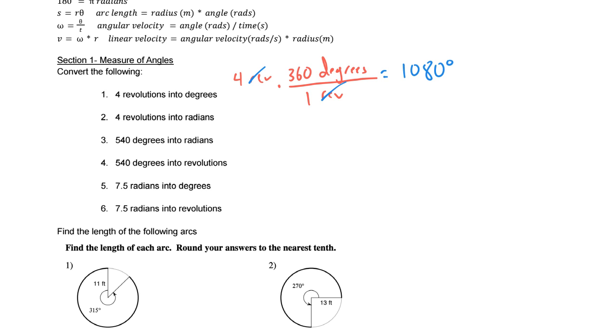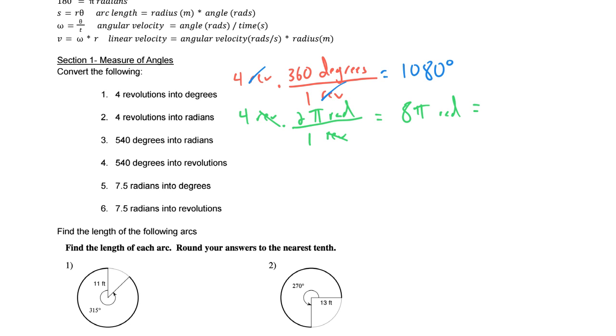Now revolutions cancel out, and I just multiply across the top, and I get that 4 revolutions is 1080 degrees. Let's try that same thing with problem number 2, 4 revolutions into radians. Again, I start with 4 revolutions. Now, this time I need to multiply something that's going to turn revolutions into radians. And I know that 1 revolution is 2 pi radians. So revolutions cancel out, and this time I get 8 pi radians.